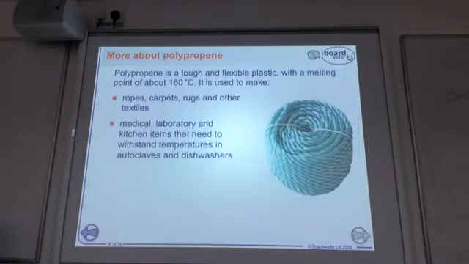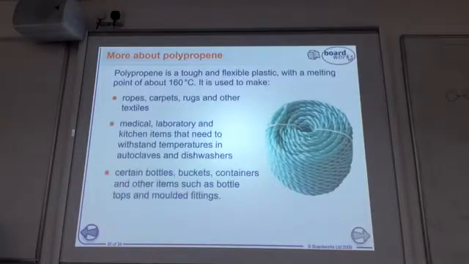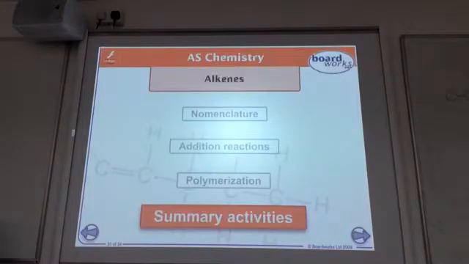What else? Quite importantly, things that need to be heated up are often made from polypropylene. Plastic items in the kitchen can't be made from polythene because they probably melt. But things that need to withstand temperatures in dishwashers, and particularly in medical laboratories, the temperature in an autoclave, which is used to kill bacteria, and some bottles, containers, other things. Again, I'm not going to worry about the recycling symbol.